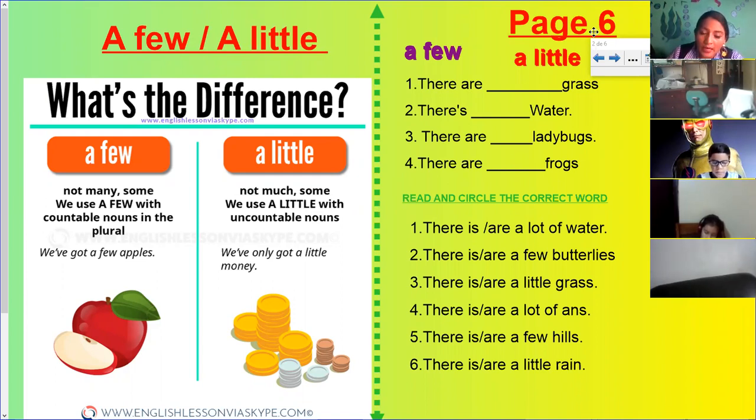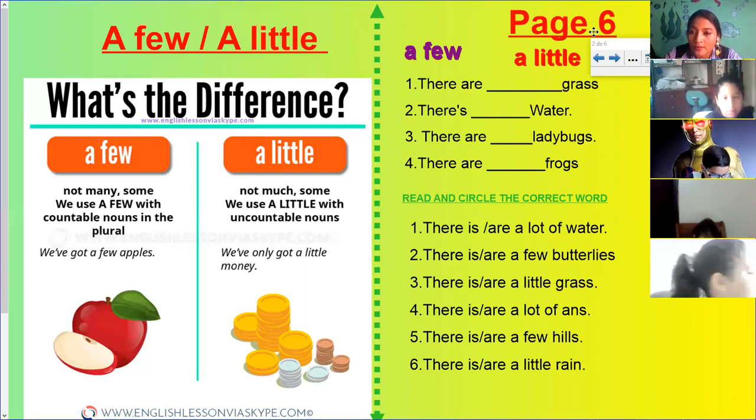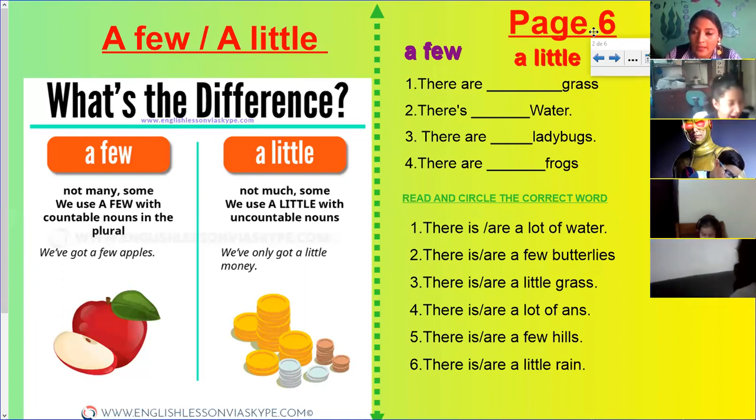For example, there are a few students in the school yard, it means hay pocos estudiantes, only 3. Only 3, nada más. In this case, we use a few with students because student is countable. Entonces ya sabemos que a few lo usamos para sustantivos contables, something that you can count.